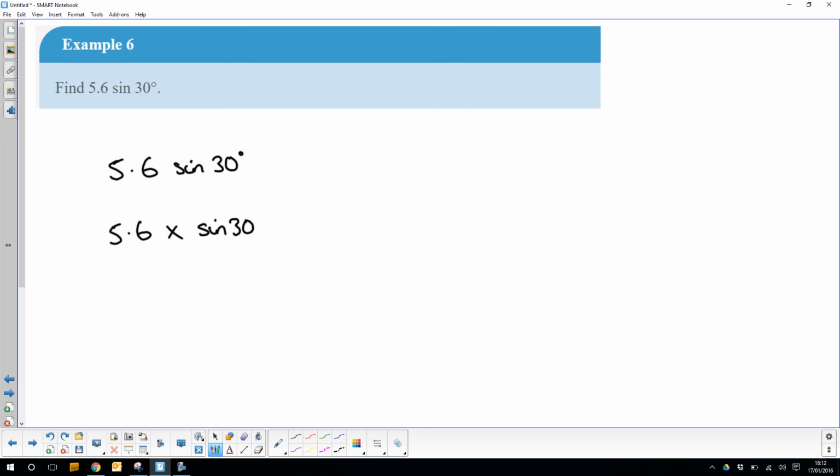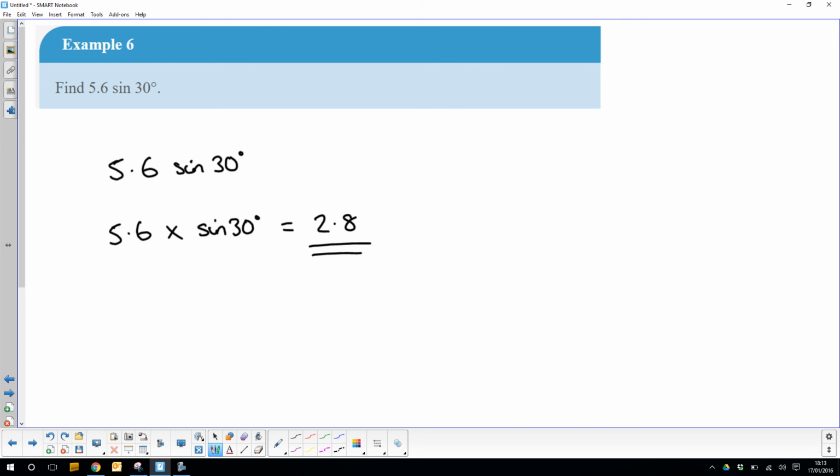We'll go into lots of detail in the next video about what sine 30 really means. But to start with, what I want you to be able to do is work this out on your calculator. So you type in 5.6, you type in sine 30 and press equals, and it tells me the value of that is 2.8.